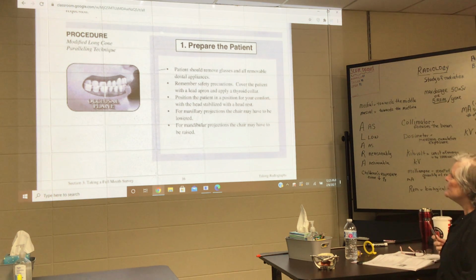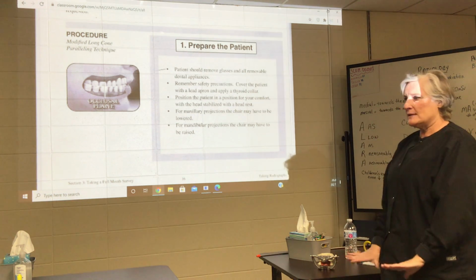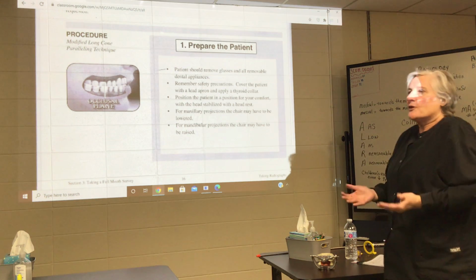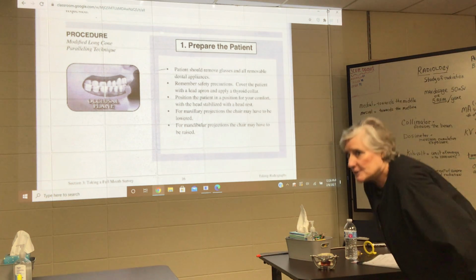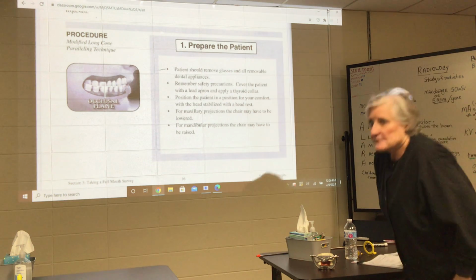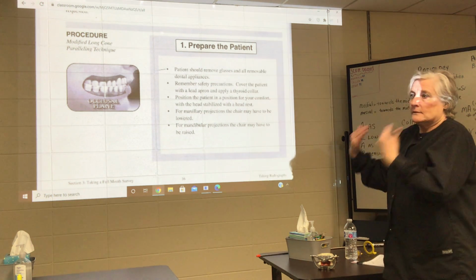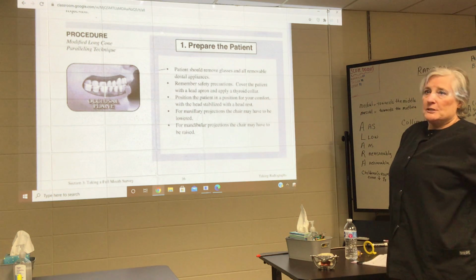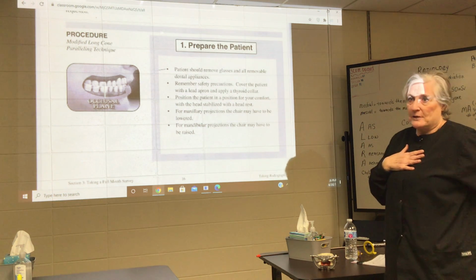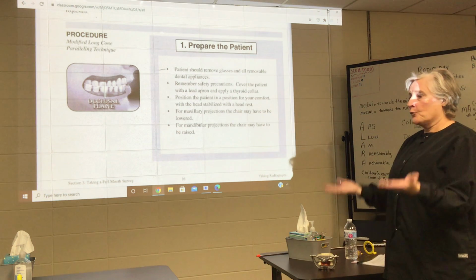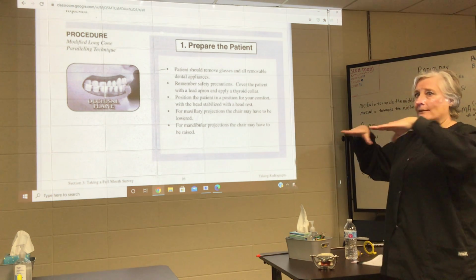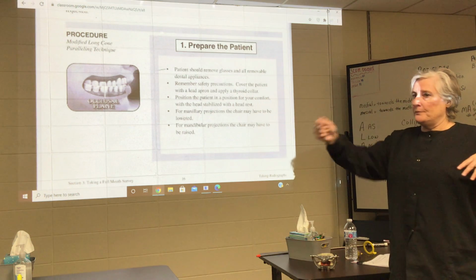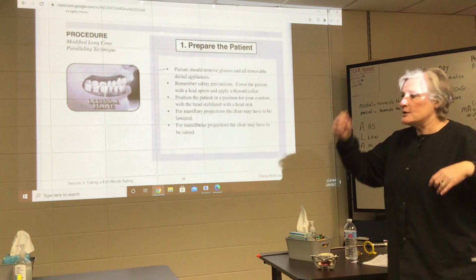Position the patient in a position for your comfort. The head is stabilized on the headrest. You don't want them to be in the lowest position. You want to raise that chair up so that you're not having to bend over. Because if you're having to do this 7, 8, 9 times a day, plus for years, by the time you've been doing it as long as I have, you're not going to have much back left. So you want to raise the chair up so that the patient is eye level with you, so that you can move straight forward without having to bend over or reach up.